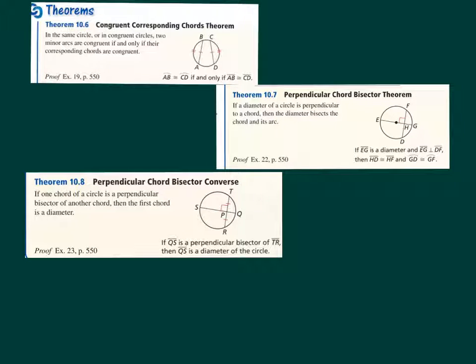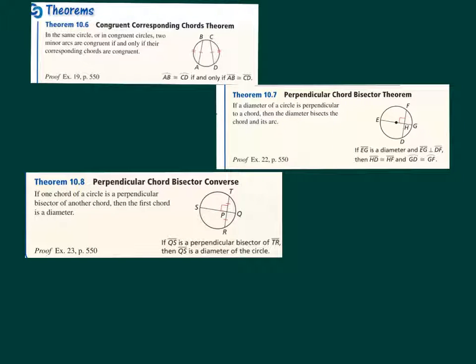Perpendicular chord bisector theorem. If a diameter of a circle is perpendicular to a chord, then the diameter bisects that chord. And that's going to come in pretty handy for us when we go to construct things inside that circle. Just know that if a diameter ever hits at a 90-degree angle, that means that that chord is bisected.